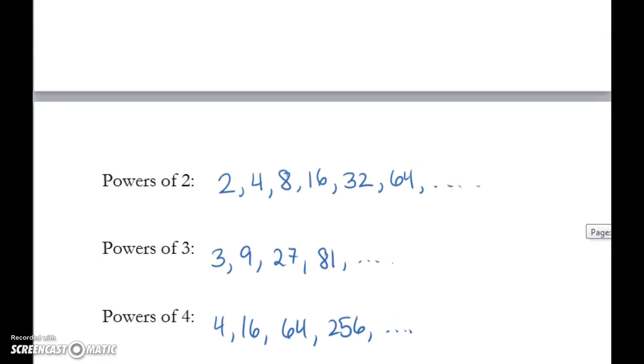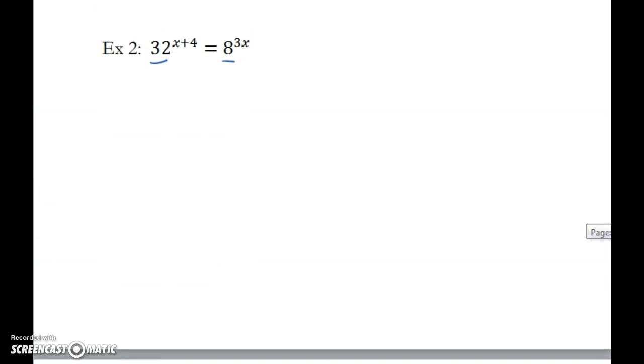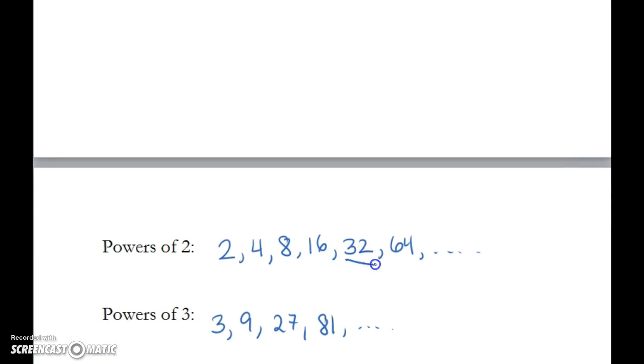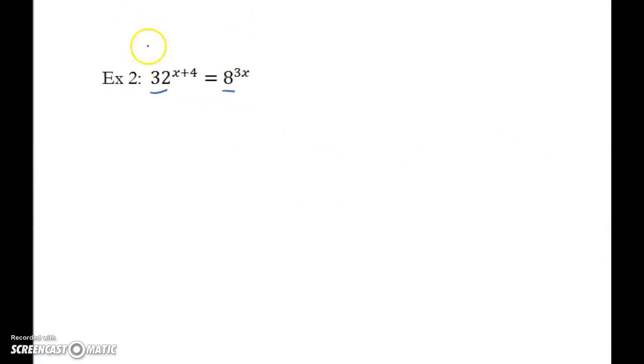So if we go back to our problem here, notice we have base 32 and base 8. And if we scroll back down, 32 and 8 are both powers of 2. 8 is 2 to the third, 32 is 2 to the fifth. And so we're going to rewrite these numbers in terms of the same base. 32 becomes 2 to the fifth, and we still have the outer exponent x plus 4. And 8 becomes 2 to the third, and we still have that outer exponent 3x.